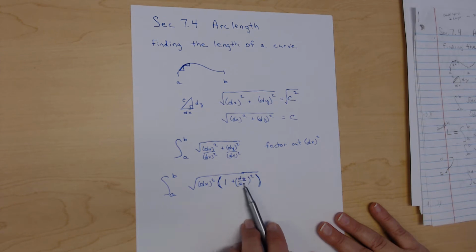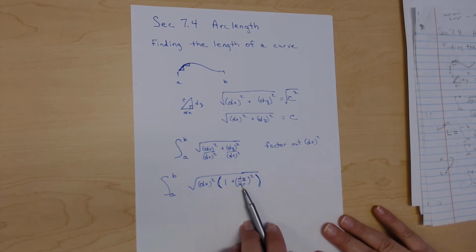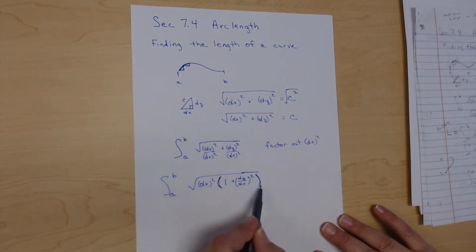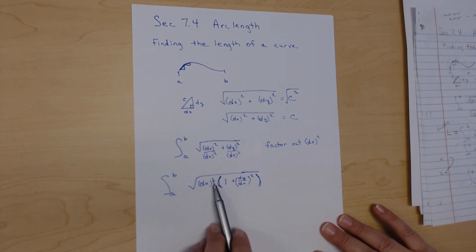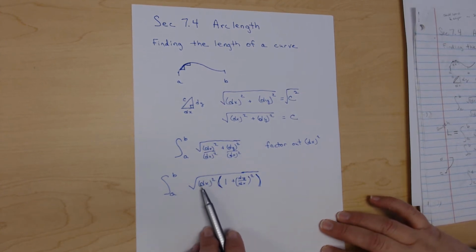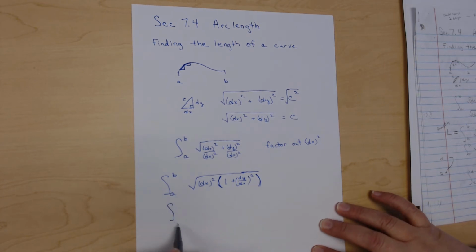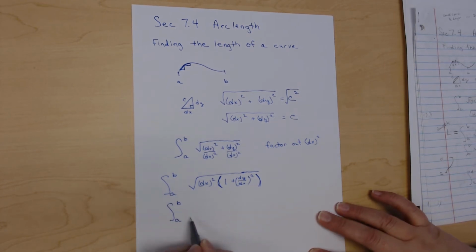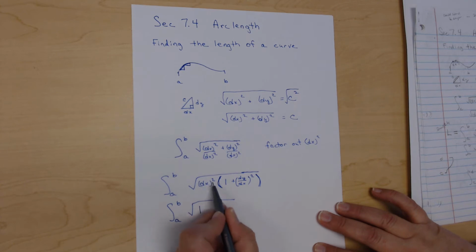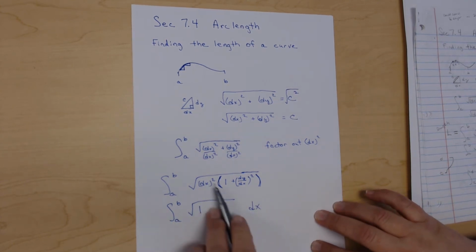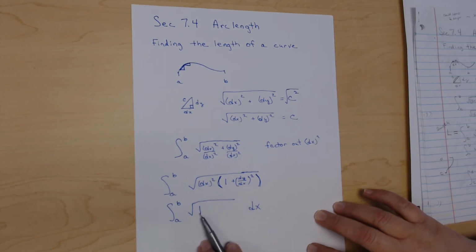However, this should ring a bell. Dy over dx, that's the derivative. And now that I'm multiplying, up here these cannot cancel because I'm adding, but now that I'm multiplying, these two do cancel, and I get a dx all by itself. So now we've got the integral from A to B, and then the square root of 1 plus the derivative squared. The square and the square root are going to cancel, and so I have a dx out here. And then this 1 goes here.